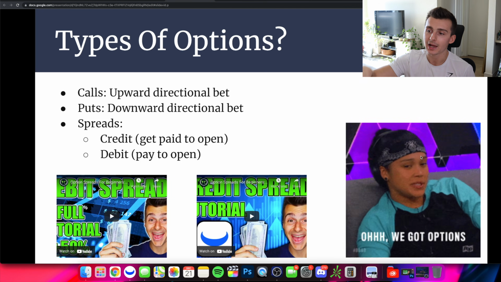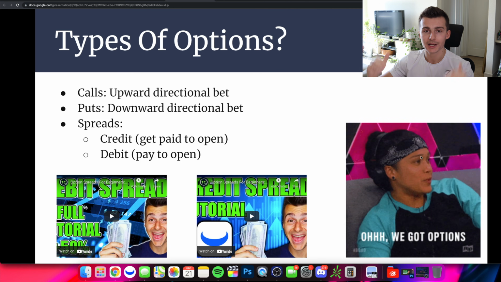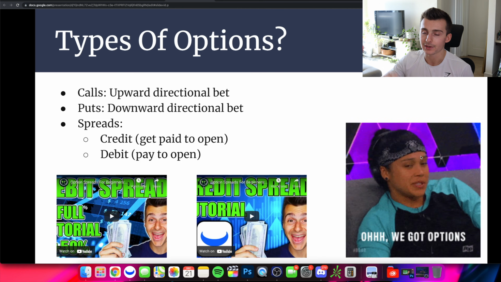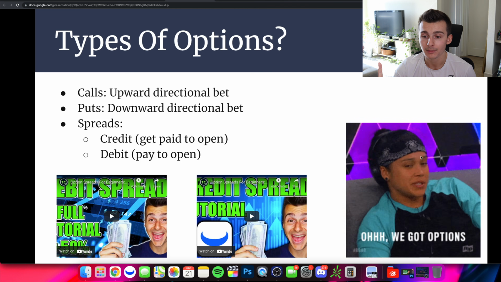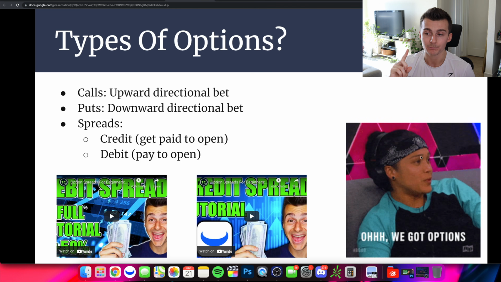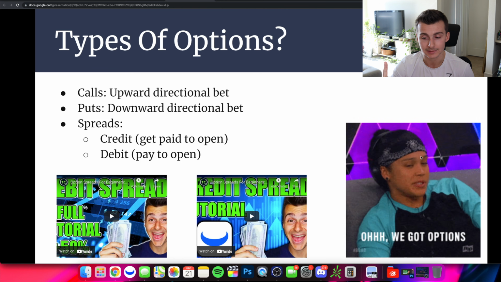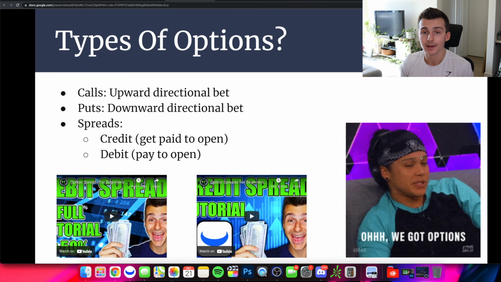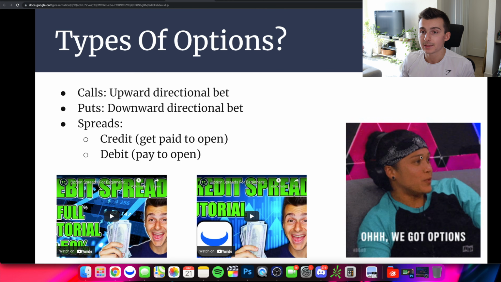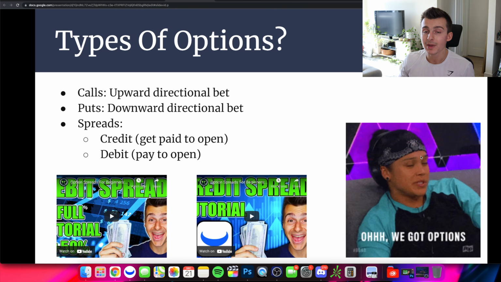So types of options: calls, upward directional bet; puts, downward directional bet. That does not mean if a stock goes up and you have a call, you're necessarily going to make money. If it goes up in a short period of time, most likely yes. But like we said, because of extrinsic factors and because if the stock's in the money or out of the money, depending upon where it is, you may not make money.